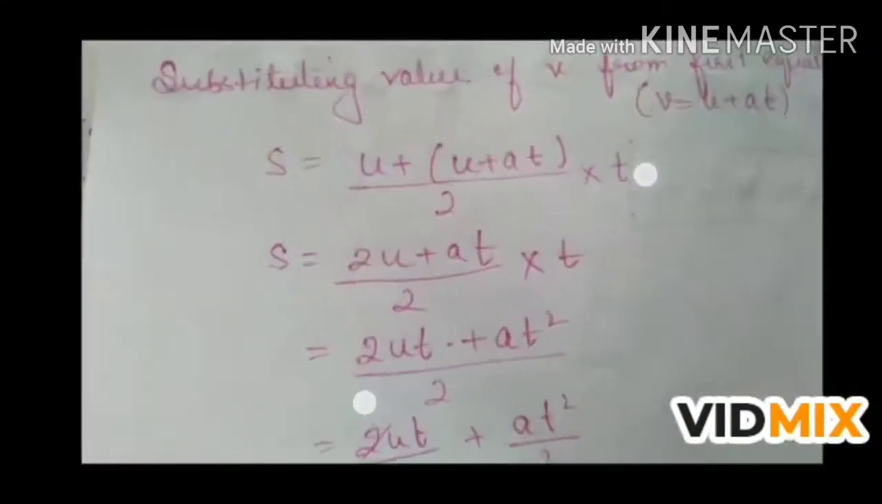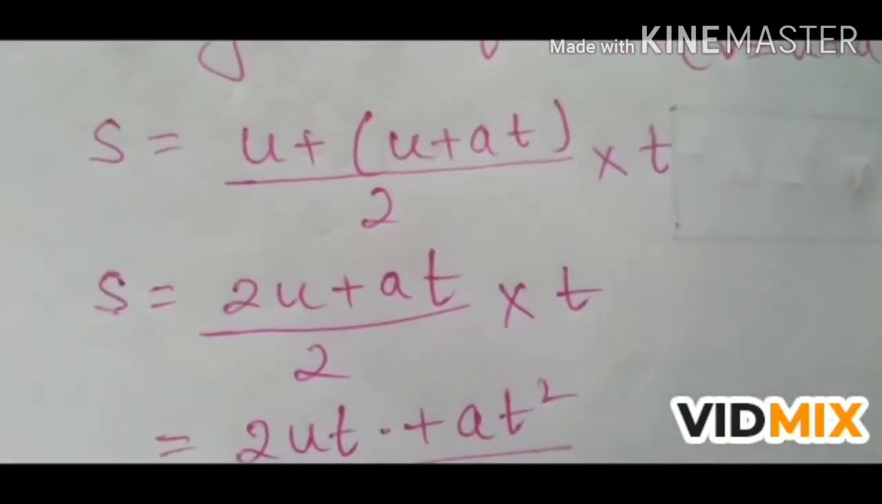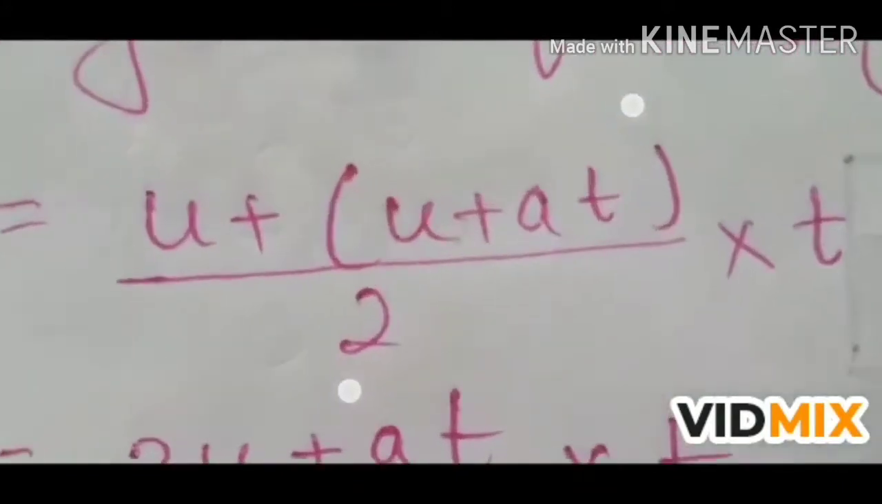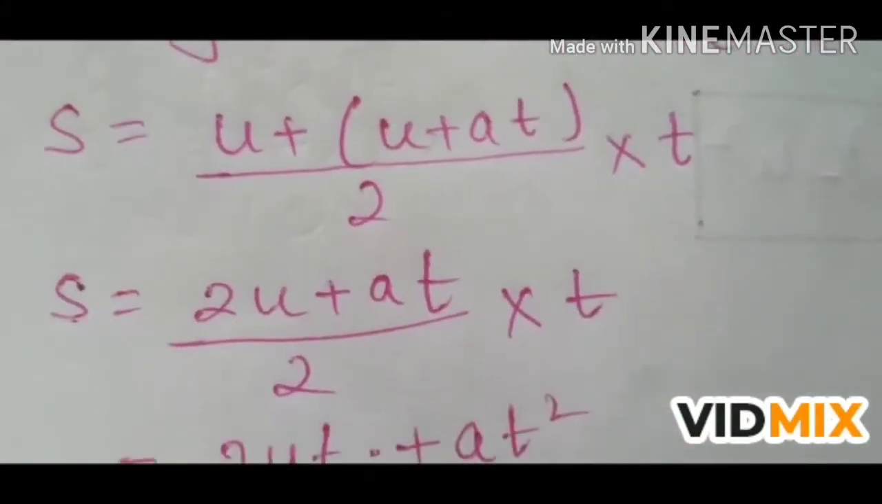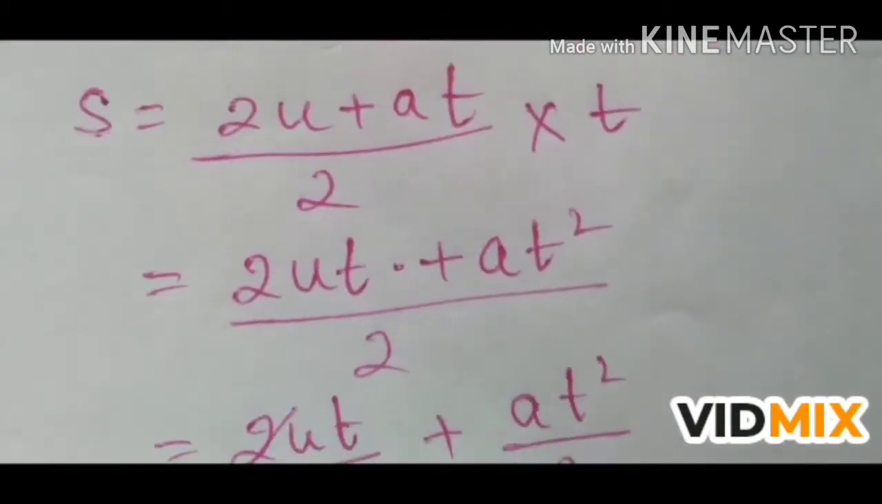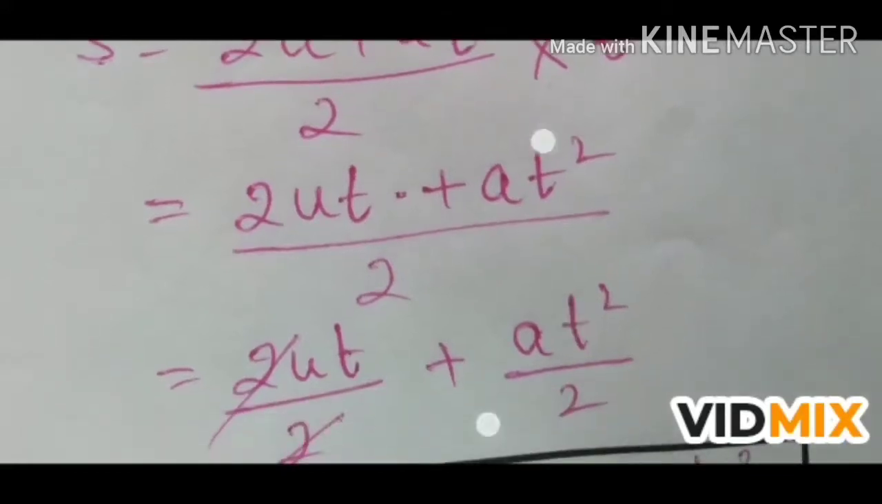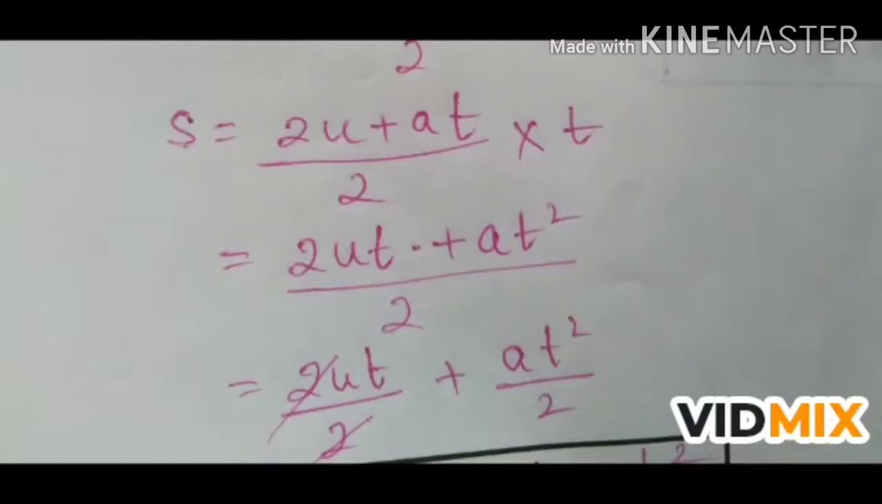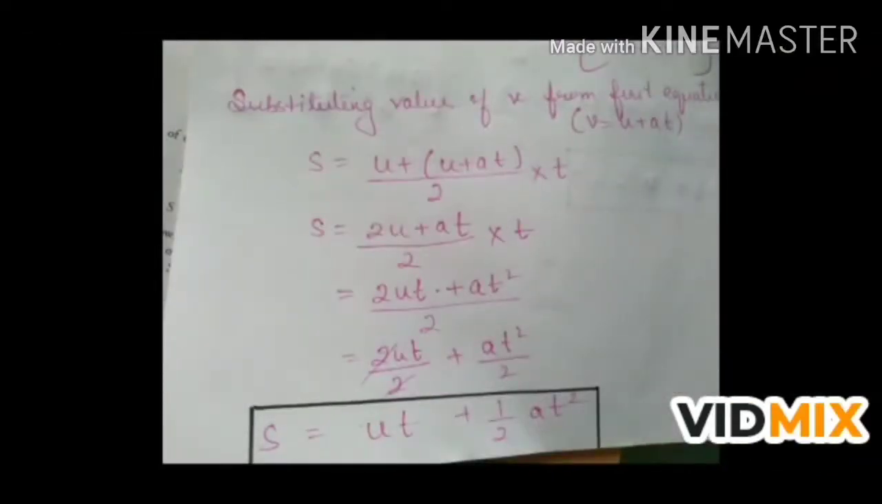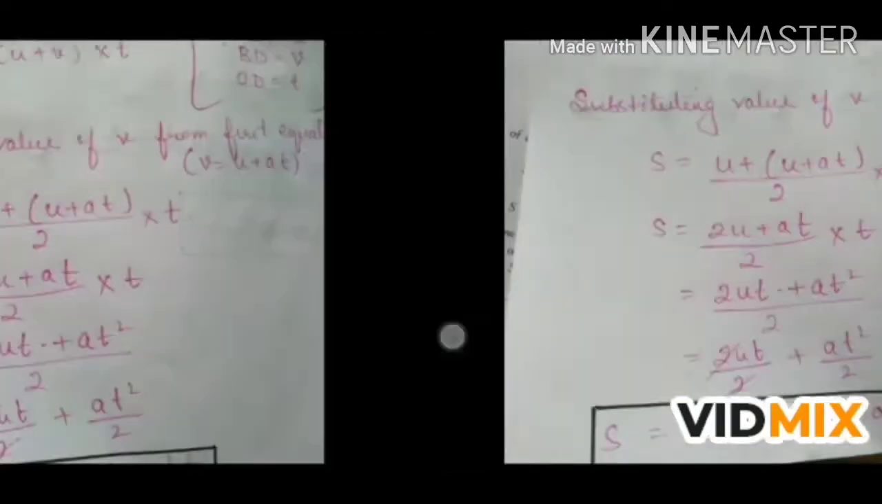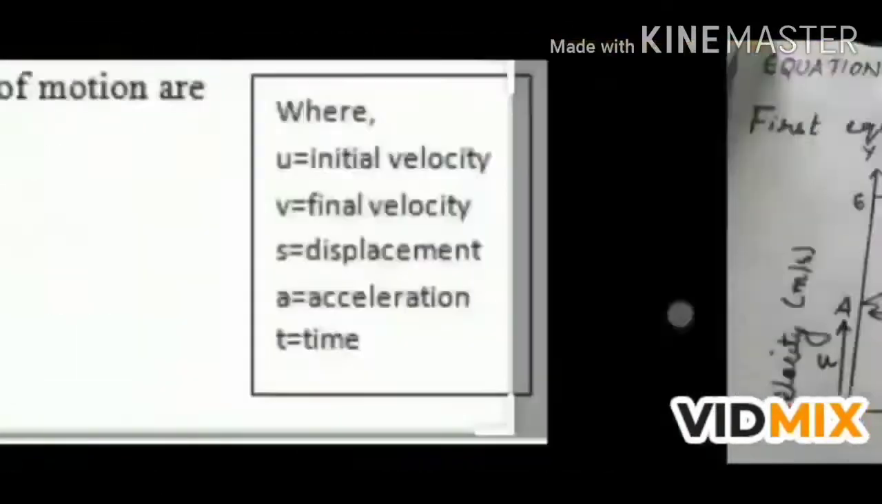Now moving on further, we solve it. We get 2U plus AT, multiplied with T, so we get 2UT plus AT square upon 2. Now we separate these terms: 2UT upon 2 plus AT square upon 2. The 2 cancels out, and the equation we get is S equals UT plus half AT square. So this is the second equation of motion. Now we will derive the third equation of motion.